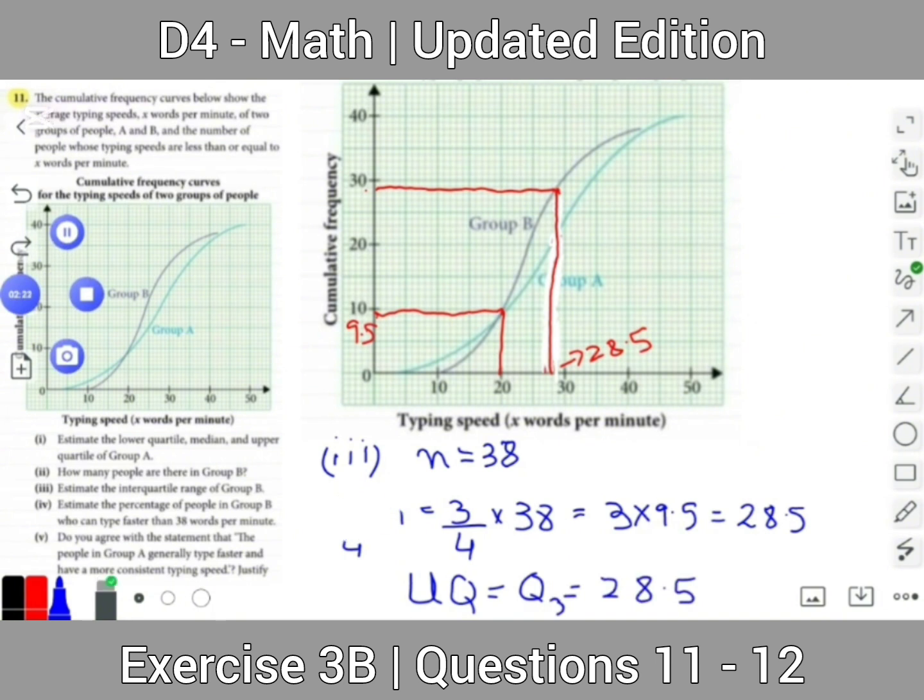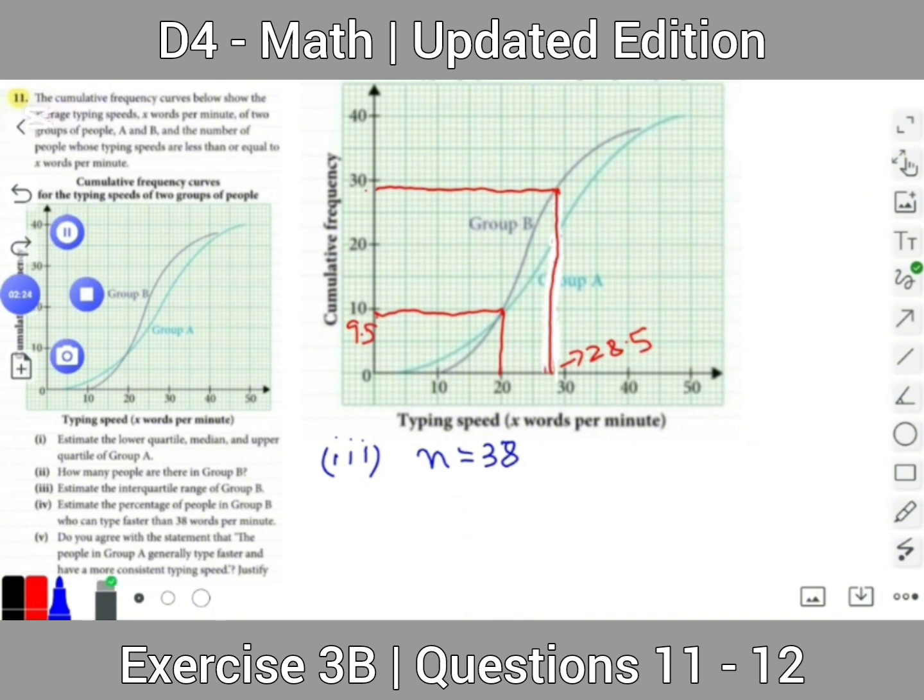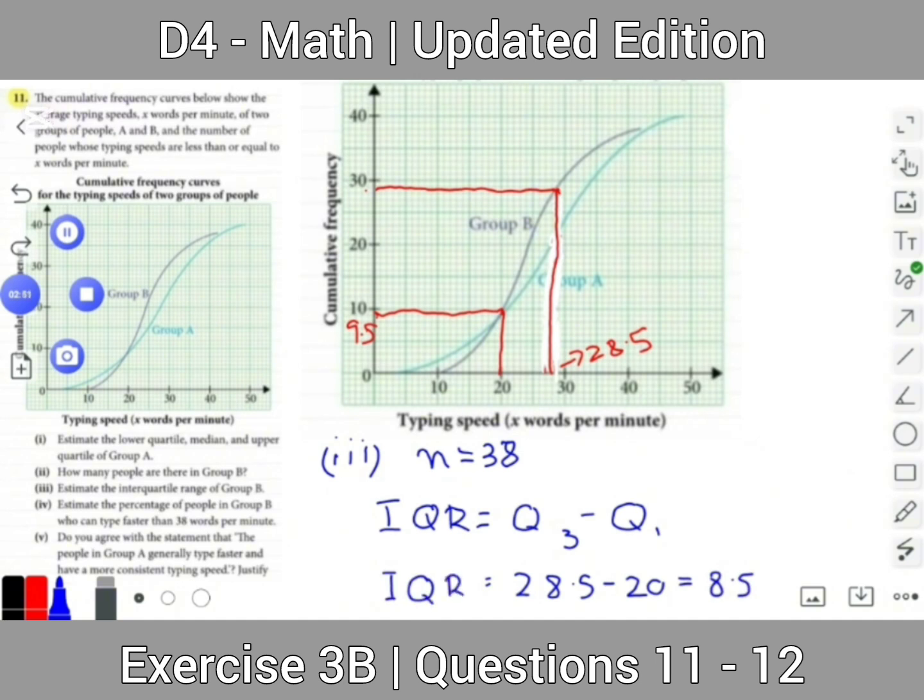Now to find the estimated value of the interquartile range, we will use the formula Q3 minus Q1, and since Q3 and Q1 are estimated from the cumulative frequency curve representing group B, the value of Q3 was 28.5 and the value of Q1 is 20, so it will be equal to 8.5. So the interquartile range for group B is equal to 8.5, and this is an estimated value.